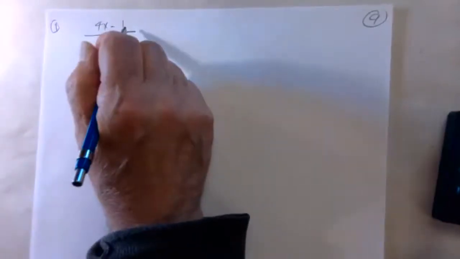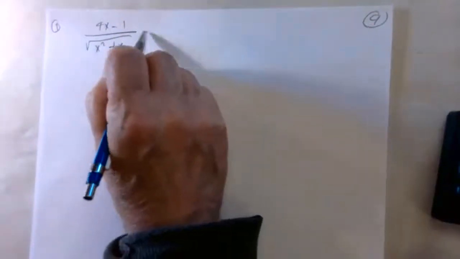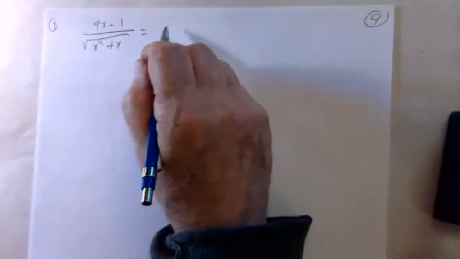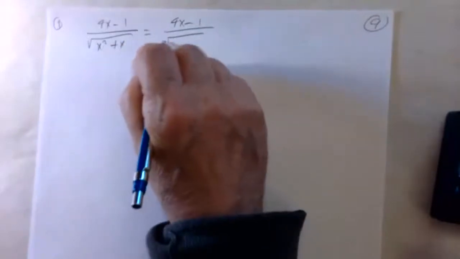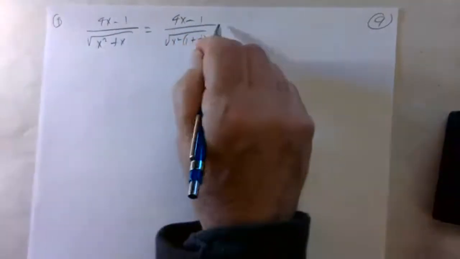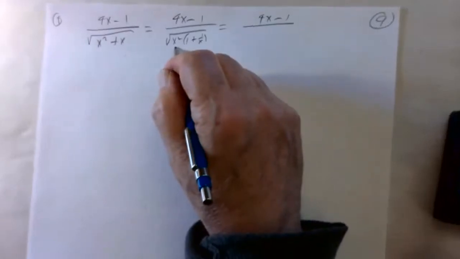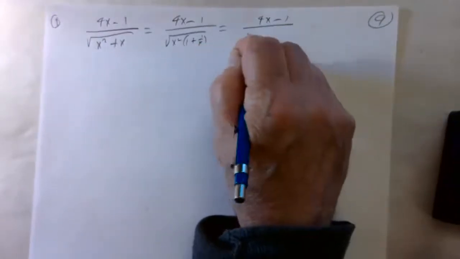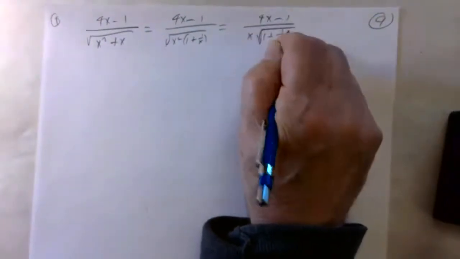In problem 9, we want to find some limits. The first is the limit of 4x minus 1 over the square root of x squared plus x. And we can simplify this a little bit as follows. Factor out an x squared under the square root sign. You get x squared times 1 plus 1 over x. So that's 4x minus 1 and the square root of x squared is x times the square root of 1 plus 1 over x.